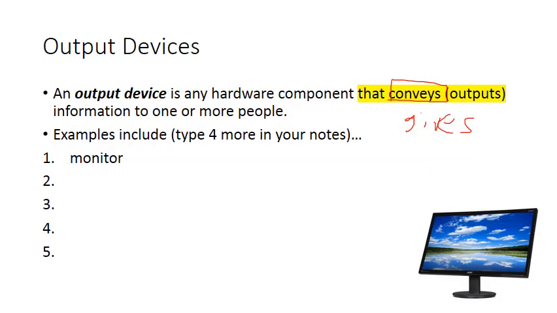An output device is any hardware component that conveys or gives us, if that's a better word for you, gives us information. Examples include a monitor, and I want you guys to come up with 4 more examples in your notes.